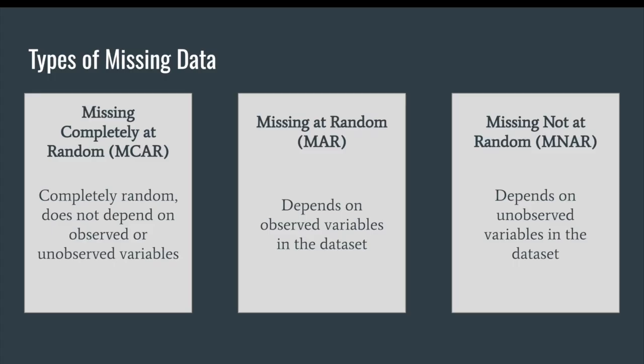There are three types of missing data. The first one is missing completely at random, or MCAR. In MCAR, the missing data is independent of observed and unobserved variables and is missing entirely randomly.